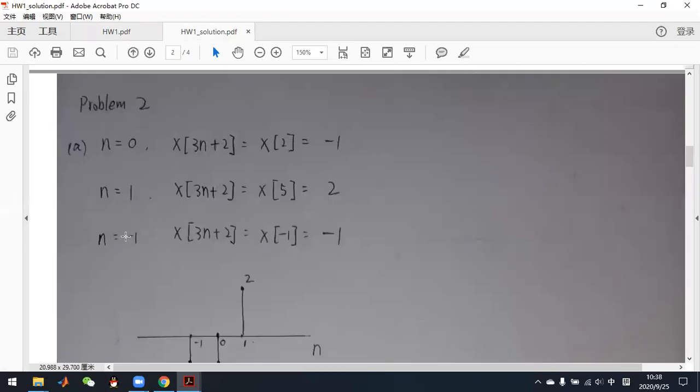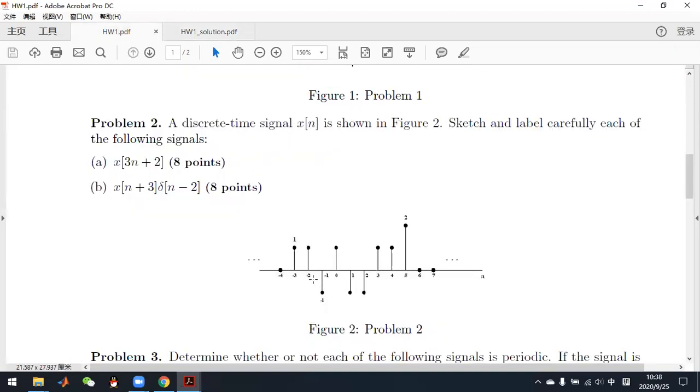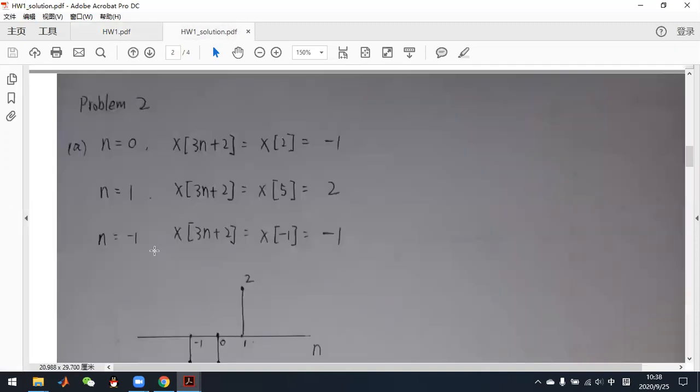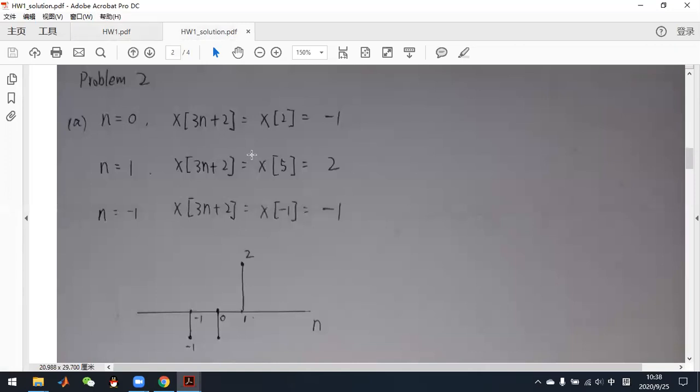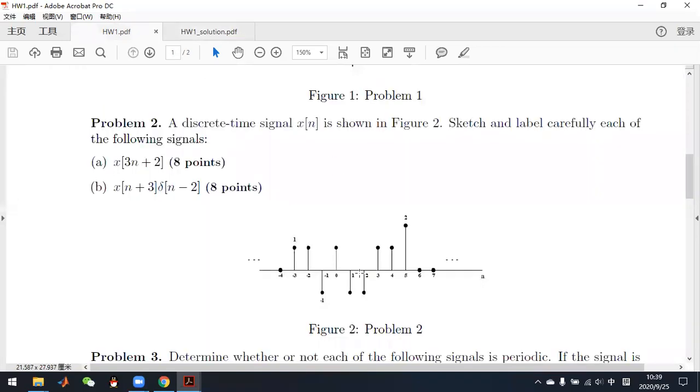And when n is equal to minus 1, x of 3n plus 2 is x of minus 1, and x of minus 1 is here, it is minus 1. So we can see that when n is larger than 1, or when n is less than minus 1, the values of x of 3n plus 2 are all 0. So we don't need to calculate their values.